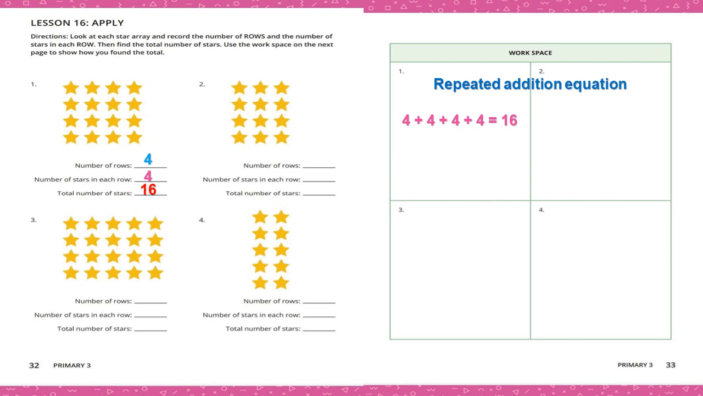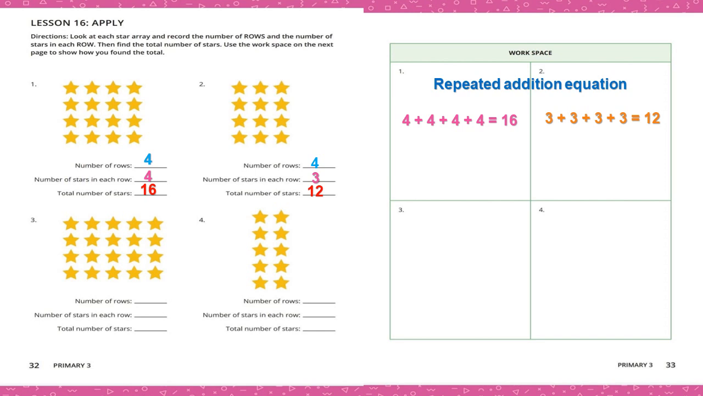Number 2. Number of rows. 1, 2, 3, 4. Number of stars in each row. In each row we have 3 stars. Total number of stars. We have 3 stars in each row and we have 4 rows. Then we add 3 4 times. 3 plus 3 plus 3 plus 3. 3 plus 3 equals 6. 3 plus 3 equals 6. 6 plus 6 equals 12. Then the total number of stars equals 12.